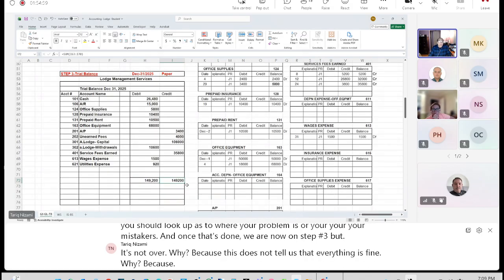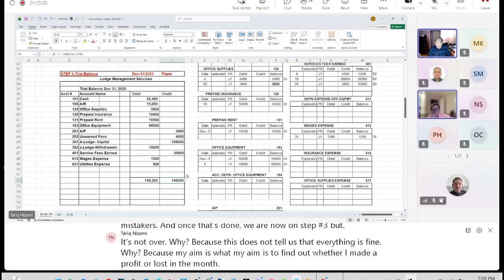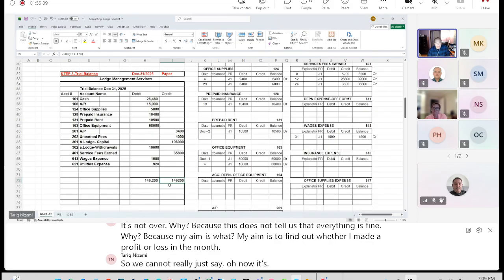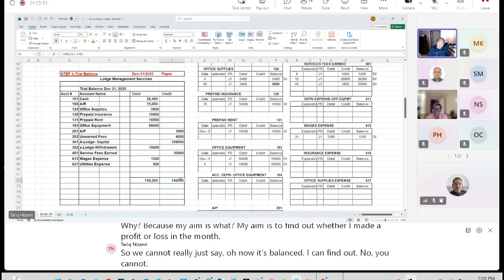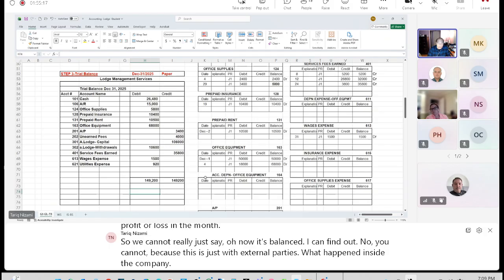Why? Because what is my aim? My aim is to find out whether I made a profit or loss in the month. So we cannot just say, oh, now it's balanced, I can find out. No, you cannot, because this is just with external parties. What happened inside the company, you haven't done.